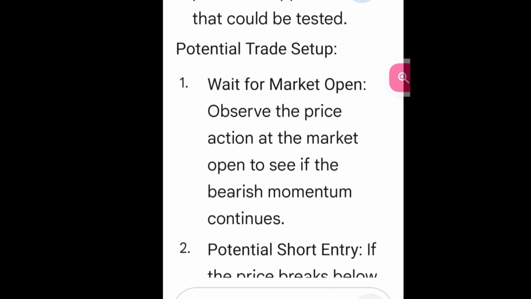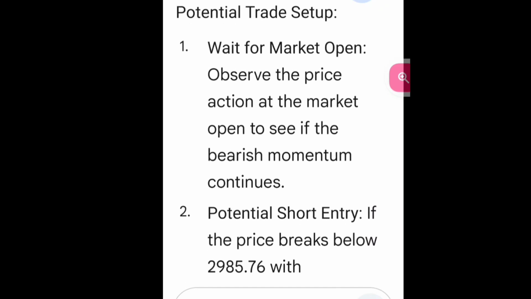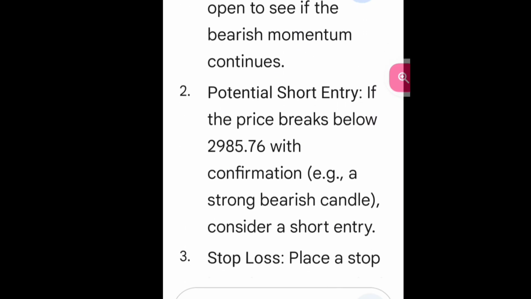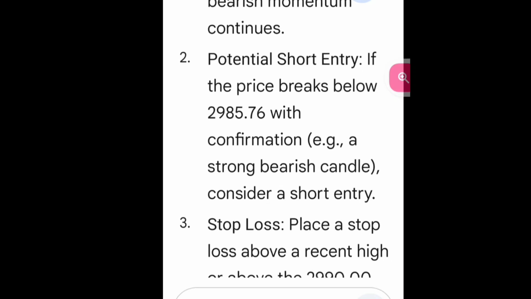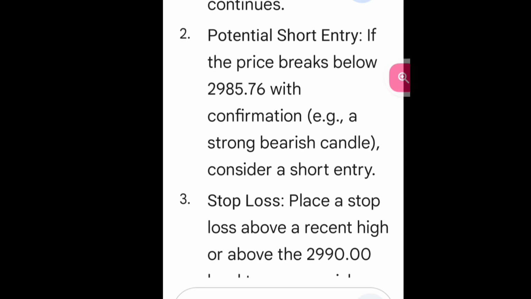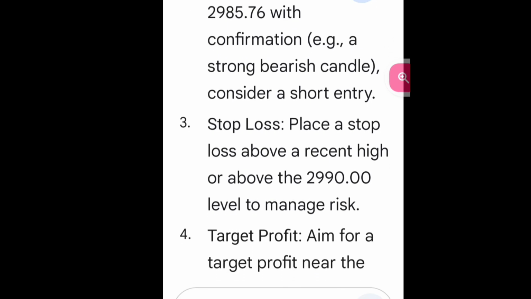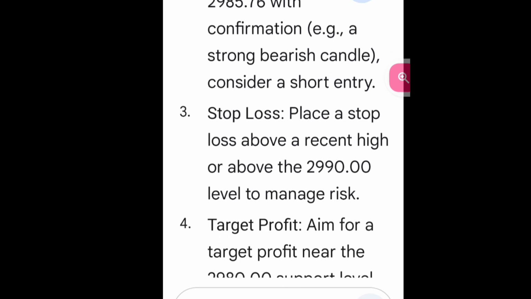Potential trade setup. 1. Wait for market open. Observe the price action at the market open to see if the bearish momentum continues. 2. Potential short entry. If the price breaks below 2,985.76 with confirmation, e.g., a strong bearish candle, consider a short entry.